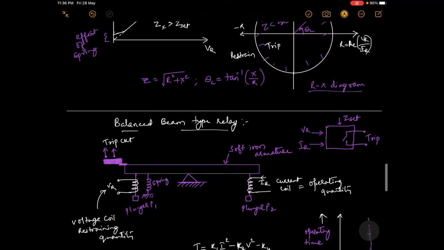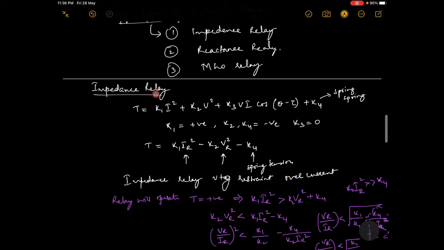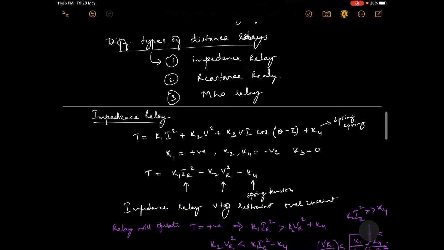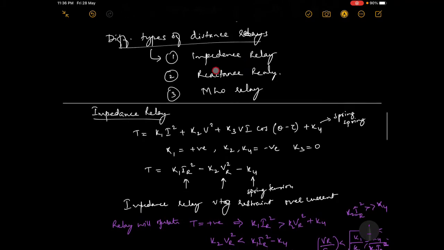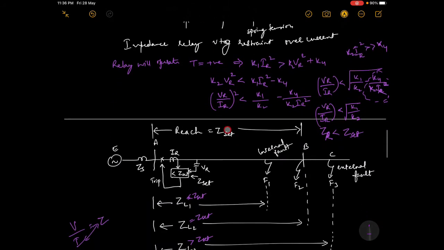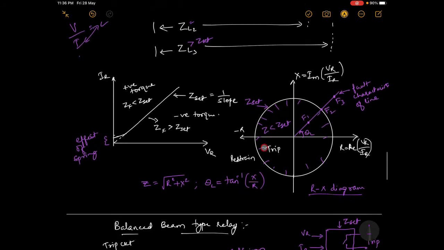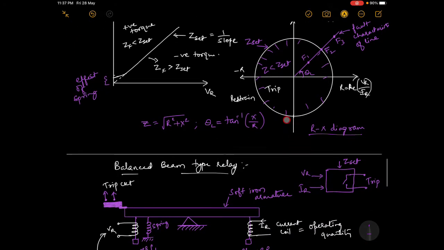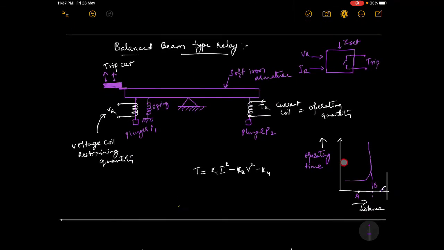We have seen in our last class the impedance relay, correct? We have different types of distance relay, out of which the first one we saw was the impedance relay, and we saw that if ZR is less than ZZ, the relay will trip. And we had seen the characteristics also. We had also seen the balanced beam type relay.